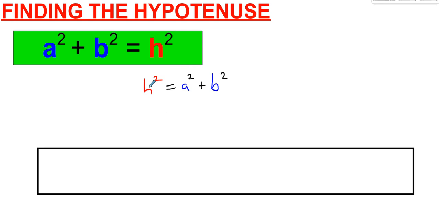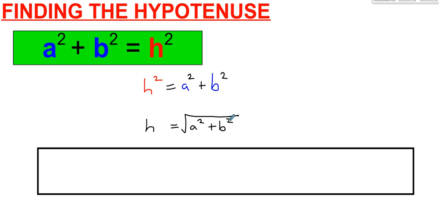So if I know what h squared is, but I want to work out just h, the opposite of squaring something would be to take the square root. And so if h squared is all of this, then h on its own will be the square root of all of that. And so not just the square root of a squared or the square root of b squared, but the square root of all of a squared plus b squared.